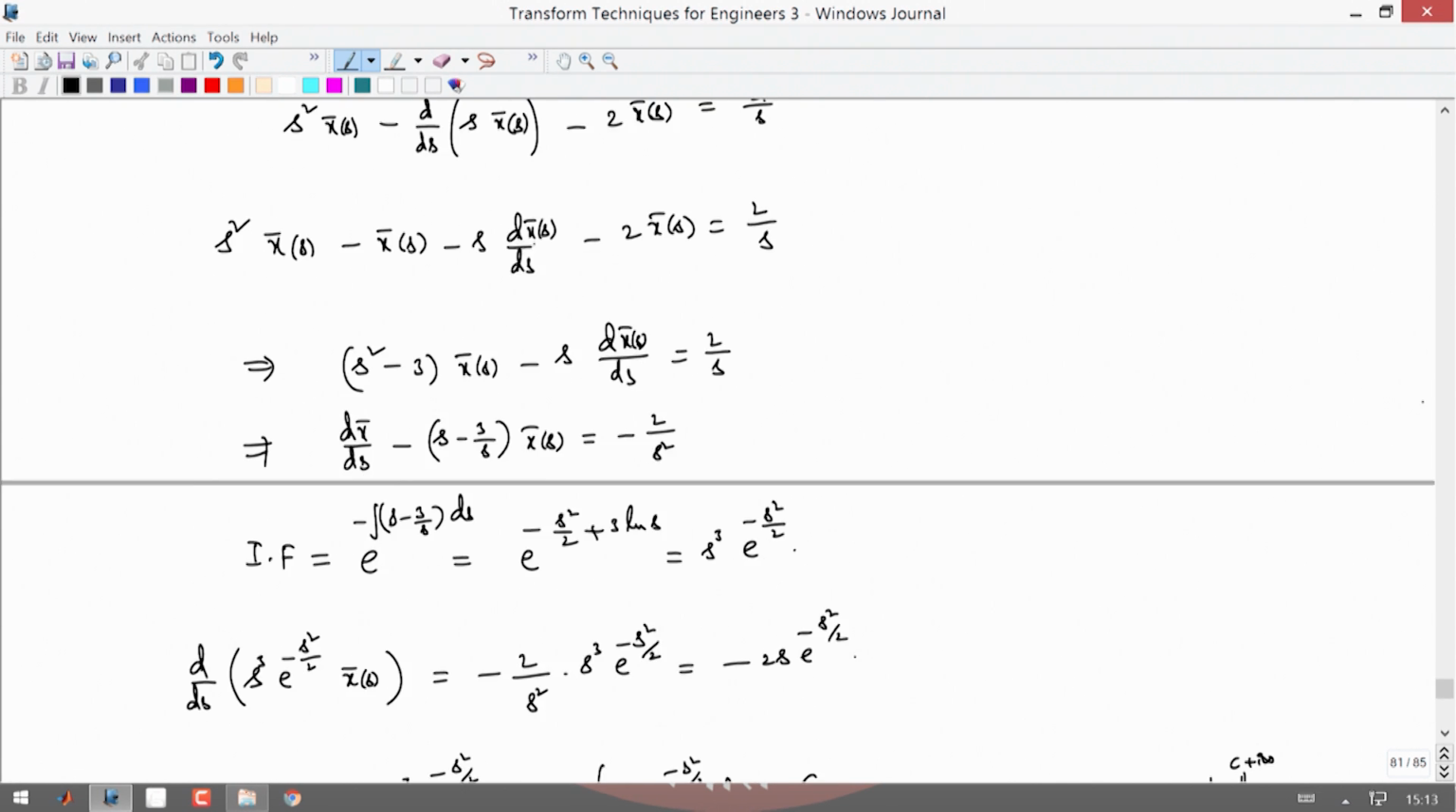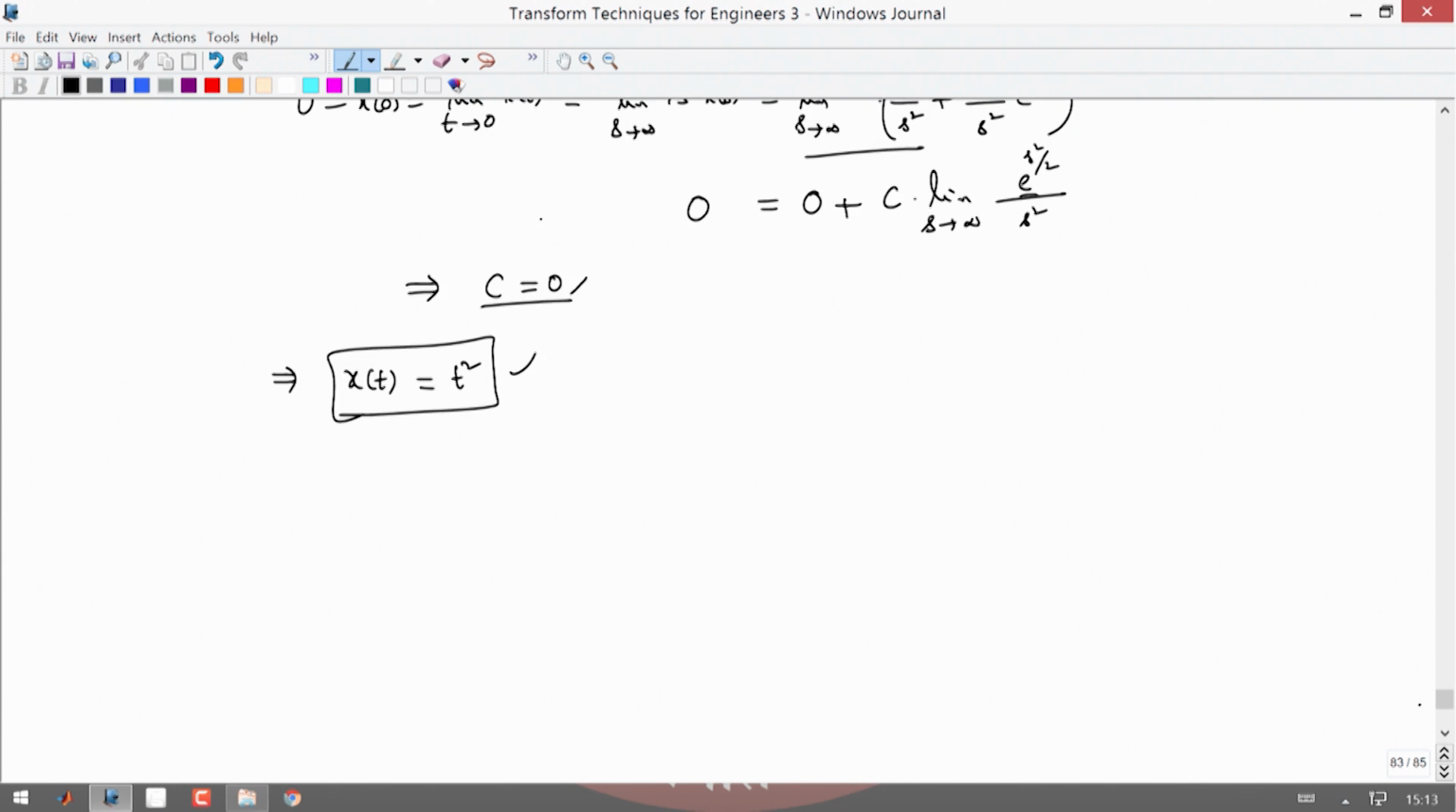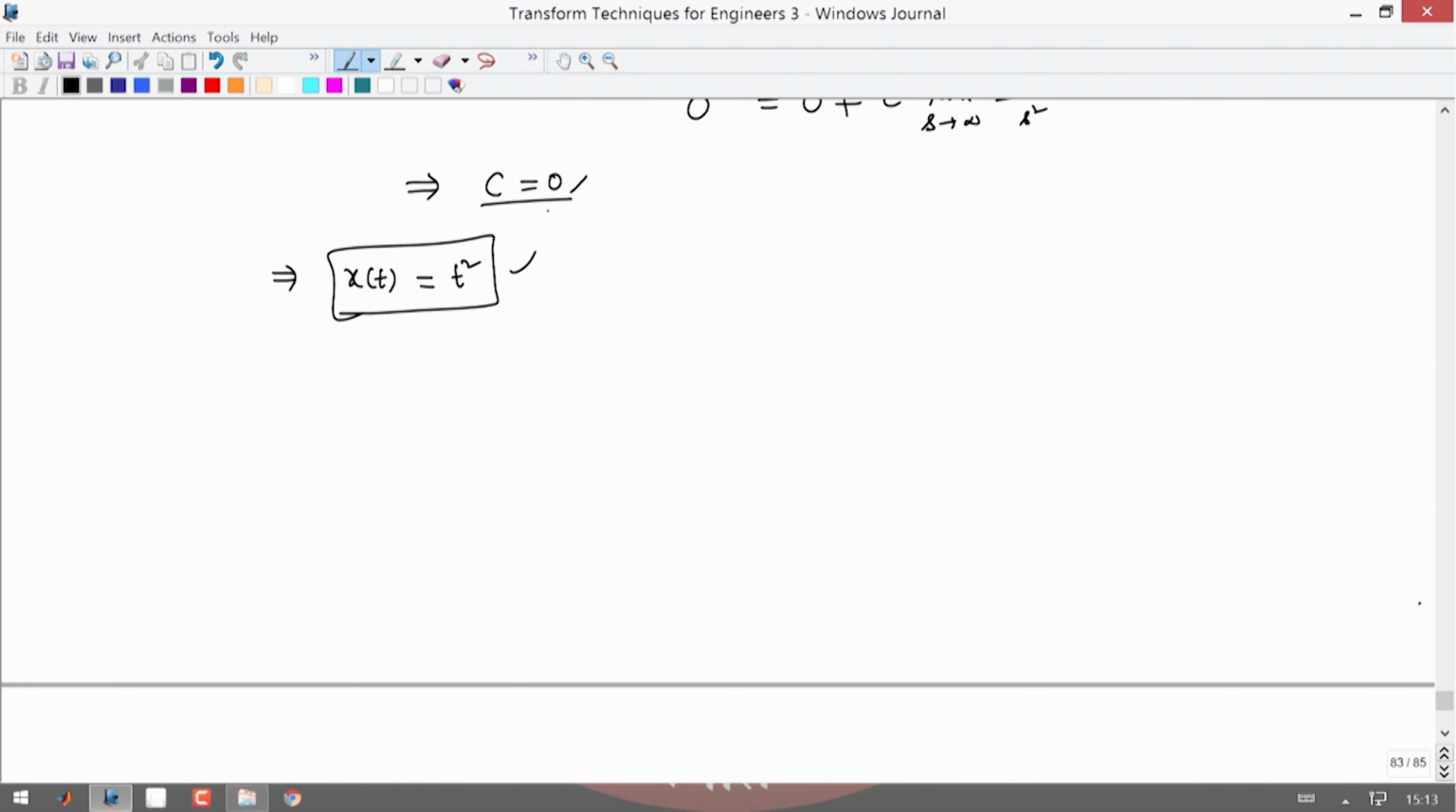So, the required solution is only a t square. This is how you solve second order equations, even if it is a non-homogeneous equation. You don't have to worry about non-homogeneous terms separately. You can just use Laplace transform, directly get its inverse, and you can get this. You can use that way.